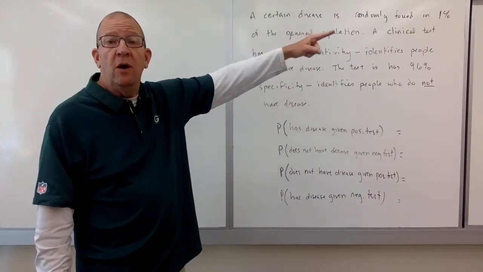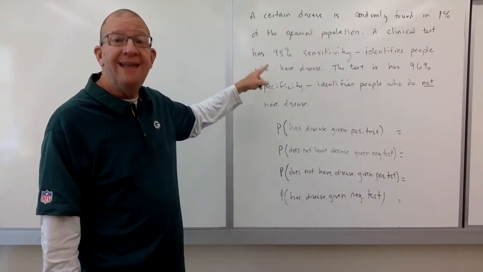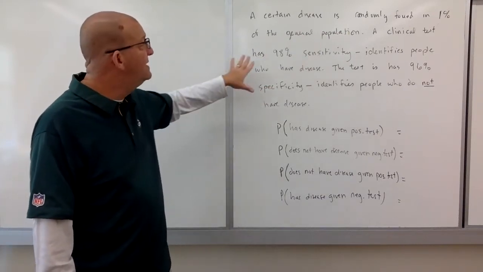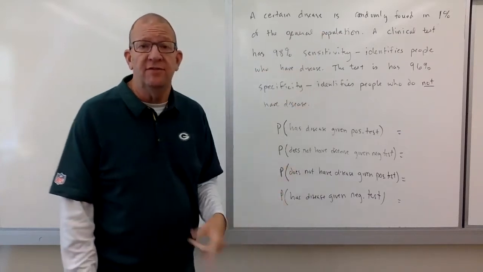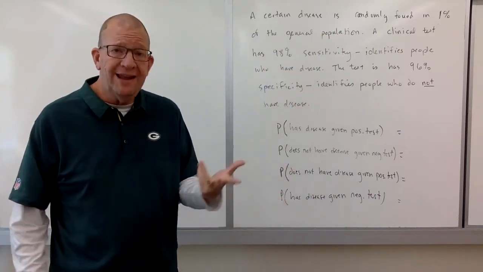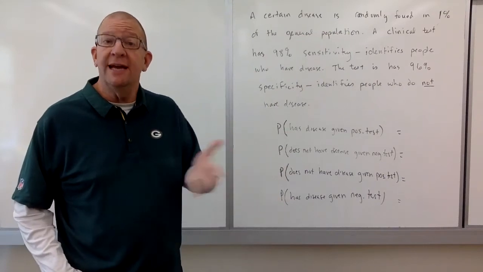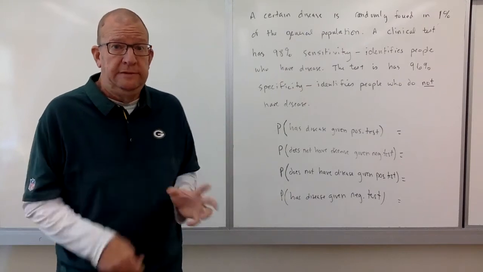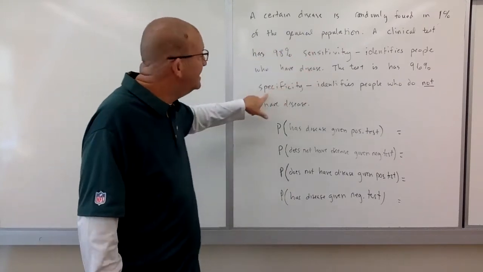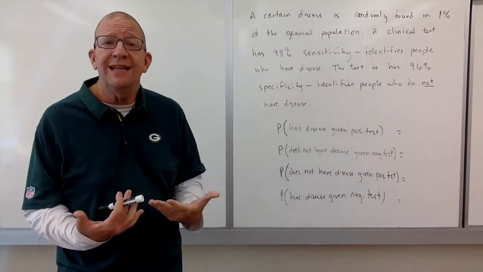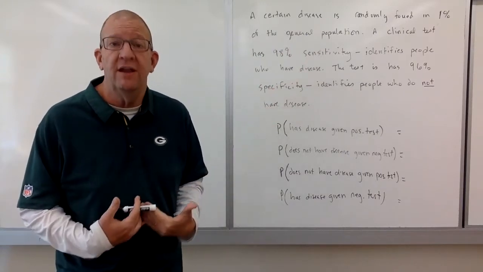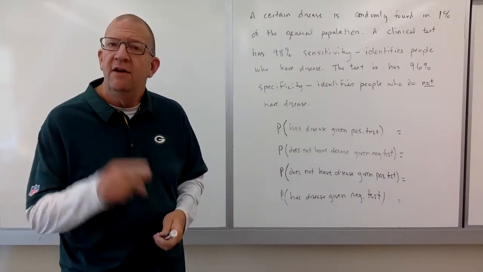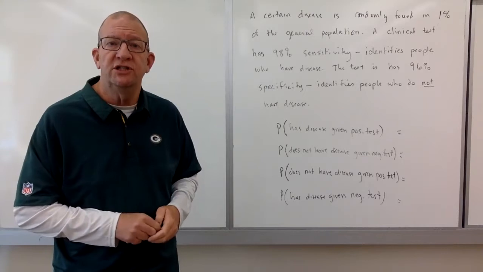Now, here's what we do know. A clinical test has 98% sensitivity. So what does that mean? That means it identifies people who have the disease. So if you have the disease, there's a 98% chance you're going to test positive. What about the other 2%? The test has 96% specificity. Okay, what does that mean? That means if you don't have the disease, you'll test negative. What about the other 4%? We're going to answer those two questions today.